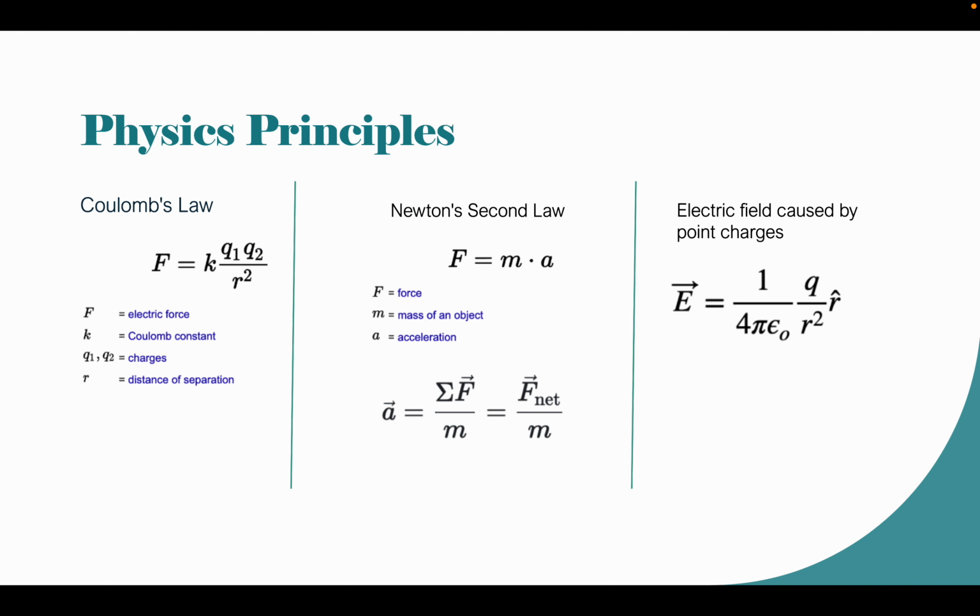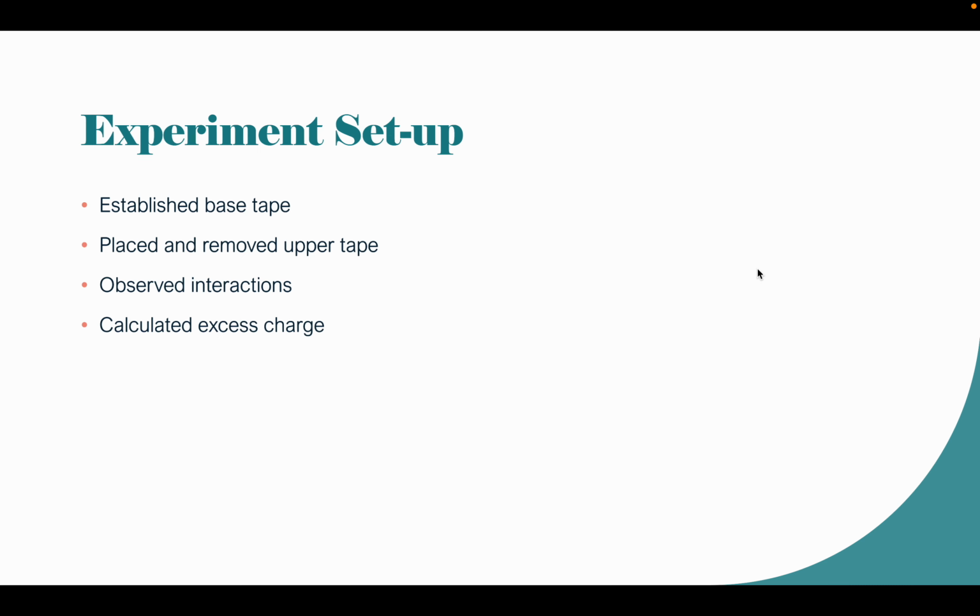So as you can see here, these are the basic principles that I applied to my experiment. We know Coulomb's law was utilized to find the charge of the tape, and we took the assumption that both Q values, Q1 and Q2 in this equation, are equivalent. In addition to Coulomb's, I used Newton's second law in order to apply the force of gravity into my calculations. And lastly, of course, it's necessary to include analysis for point charges and how their electric fields are affected. This electric field formula encapsulates that.